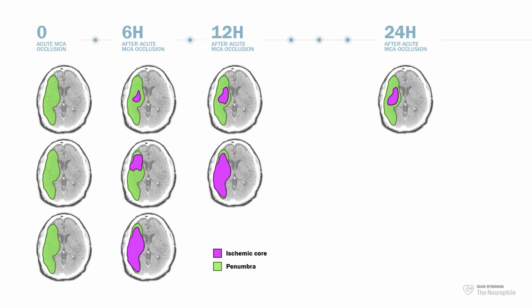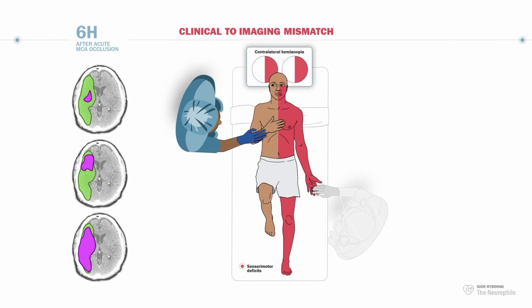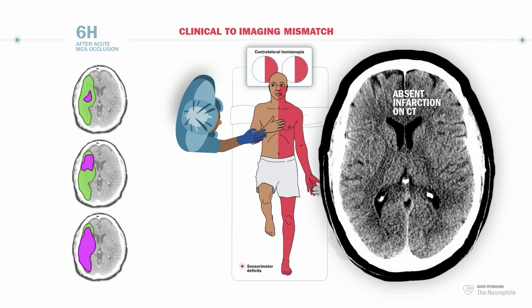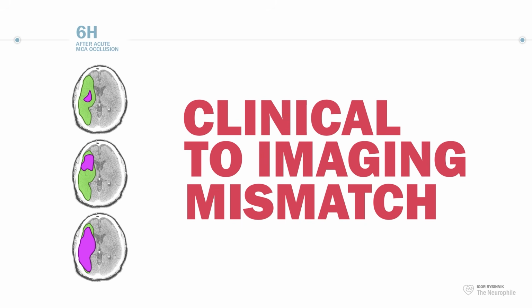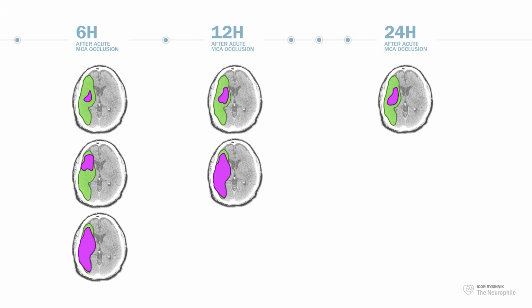So, how do we identify that person with salvageable brain, the one that will benefit most from intervention? Well, there are two strategies: clinical to imaging mismatch and multimodal imaging. You examine your patient. Looks like a right MCA syndrome. You look at the CT scan, and there's no visible hypodense lesion to correlate with the deficits. The stroke is not yet complete. This is clinical to imaging mismatch. The deficits come from the tissue that is hypoperfused but still surviving, the penumbra. This strategy works well within the first 6 hours from stroke onset.